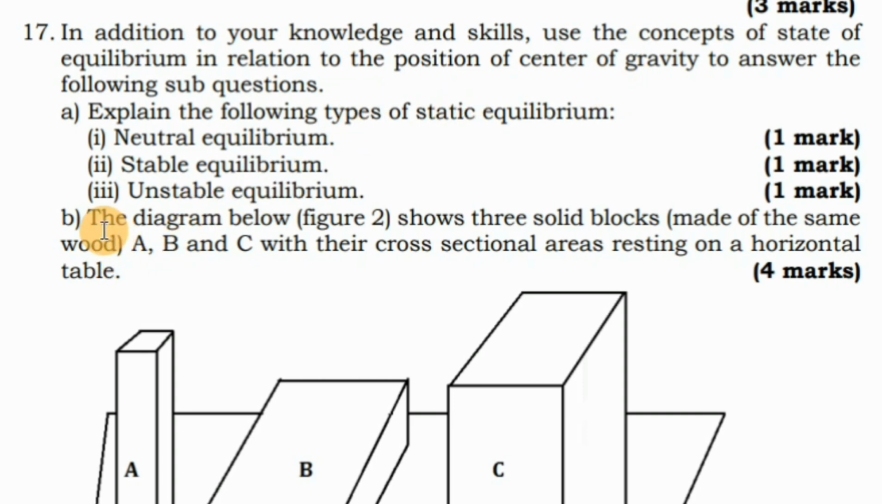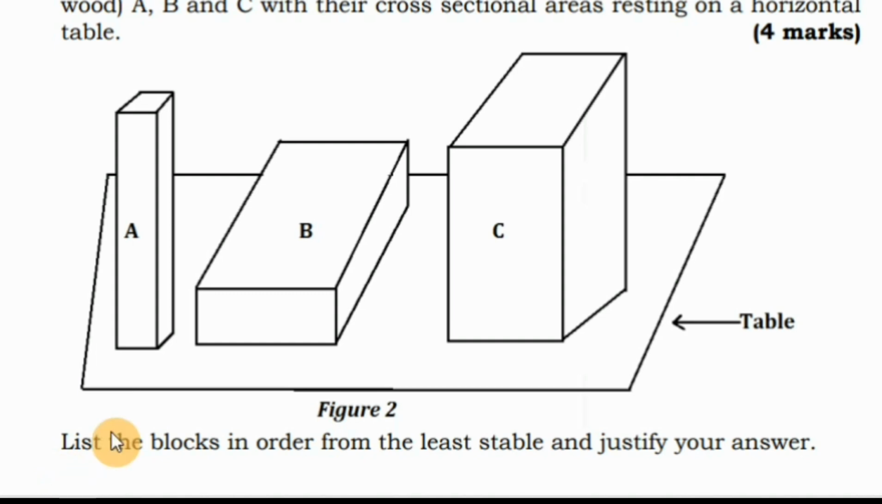B. They said the diagram below shows 3 solid blocks made of the same wood, A, B, and C, with their cross-section area resting on a horizontal table, as you see. The question goes: list the blocks in order from the least stable and justify your answer. You have to list them from least stable and justify why you have chosen one object to be more stable than another one.